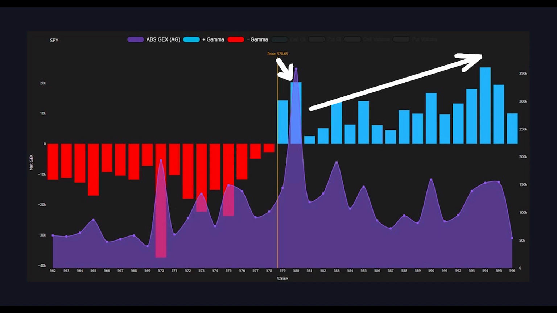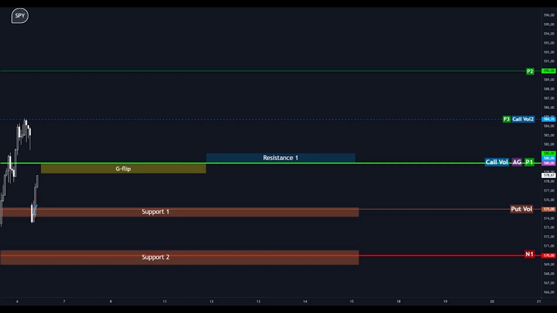As support levels, we could single out for ourselves the first 575, which is the level with the second highest negative gamma values, and it is also the level with the largest put volume values. And the second, even stronger support level is 570, which is the largest negative gamma value. On the chart, all these levels looked like this.